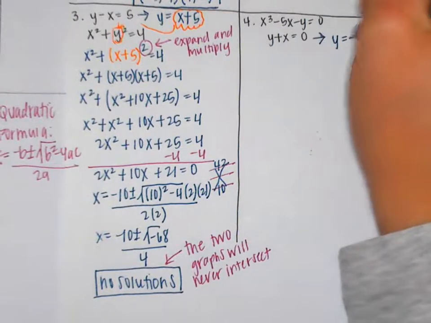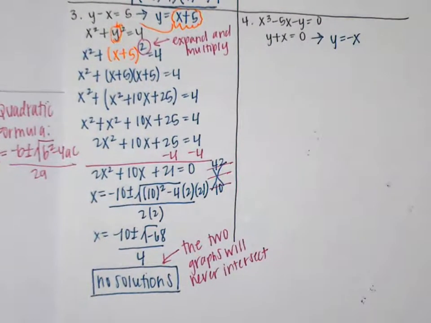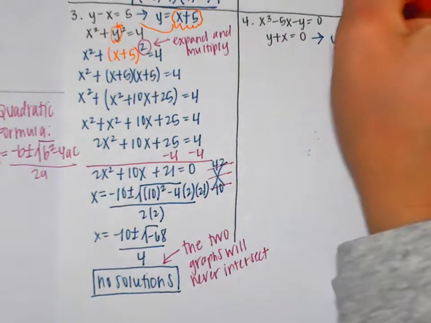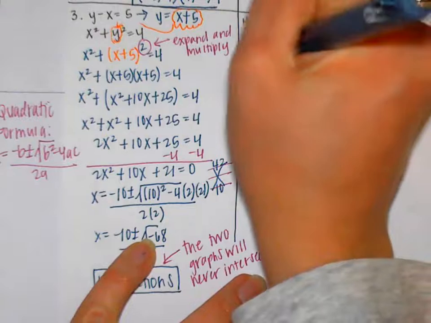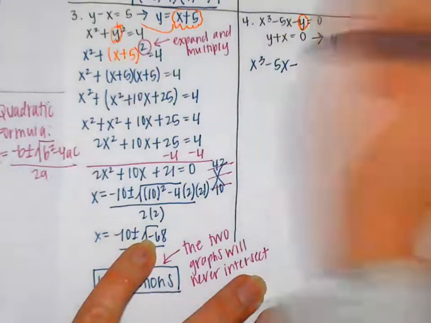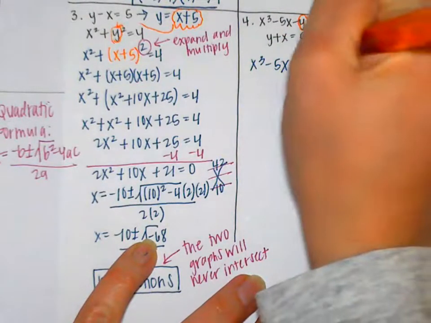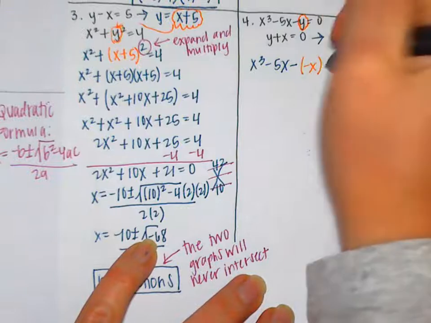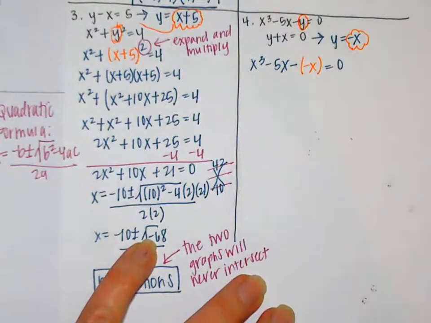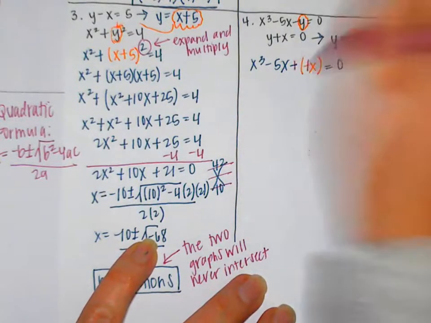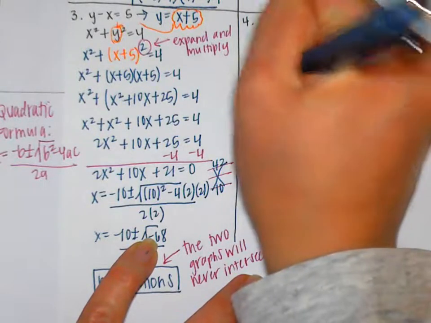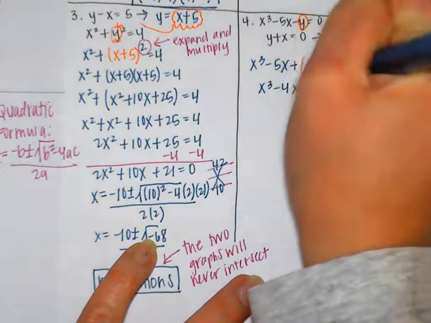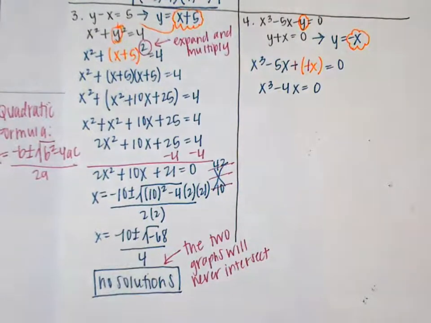And really, it's just y equals negative x. There's nothing else. And so in for y, I'm going to plug in negative x. So that's going to be x cubed minus 5x minus negative x equals 0. Now that negative and that negative become a positive. So I have x cubed minus 5x plus x, which gets me x cubed minus 4x equals 0. Now everything is on one side of the equation. Now I'm going to solve by factoring.